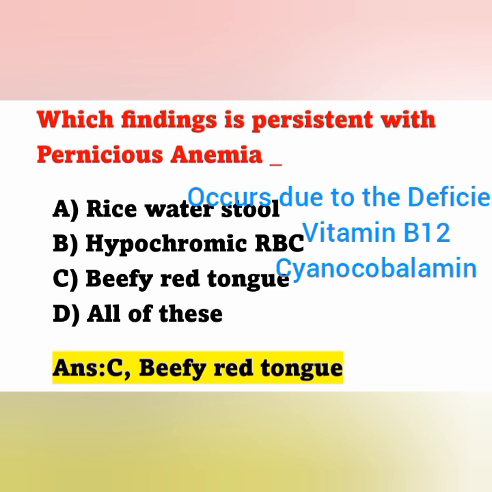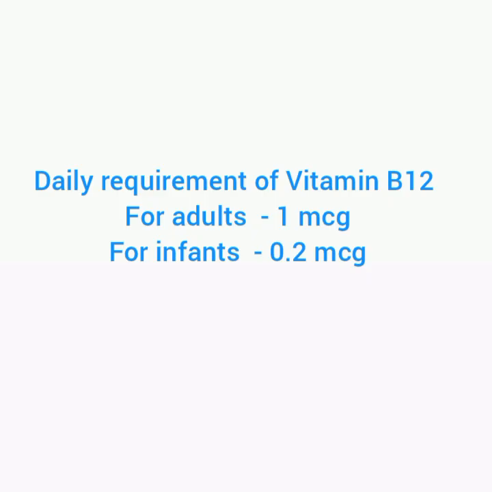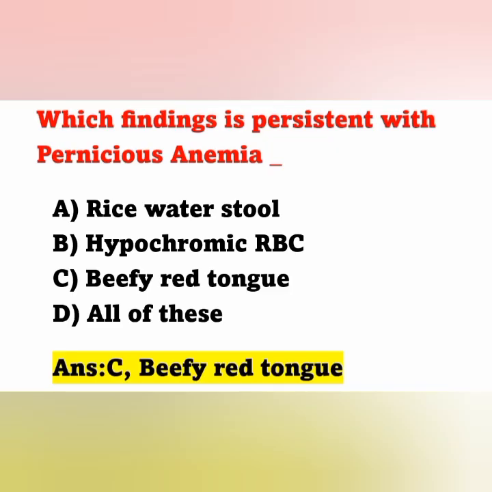Pernicious anemia occurs due to the deficiency of vitamin B12 or cyanocobalamin. The daily requirement of vitamin B12 for an adult is 1 microgram. For infants, it is 0.2 microgram. This is one of the important points. This is the daily requirement of vitamin B12.